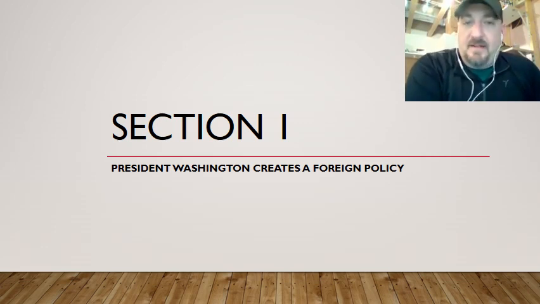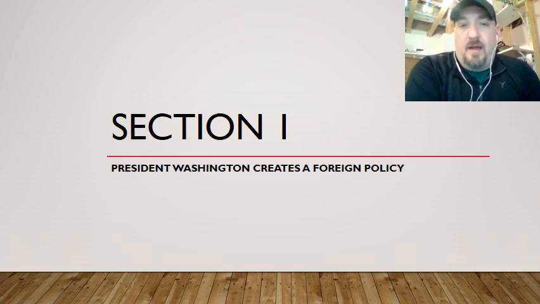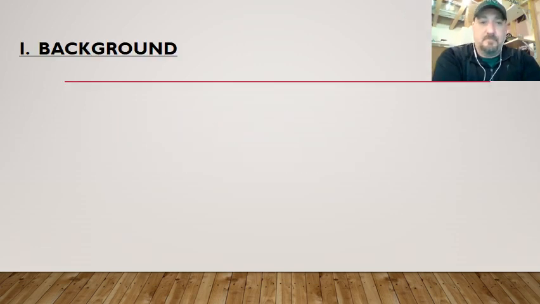Hey class, welcome back. We're starting chapter 12, and chapter 12 really looks at the foreign policy of the United States that occurred during the first five presidents of our nation's history. So section 1 is detailing the precedent that George Washington set as he was president and how he went about crafting a foreign policy.